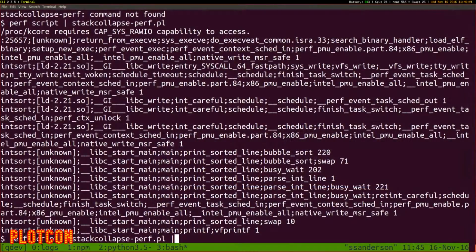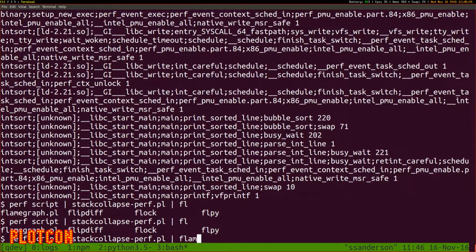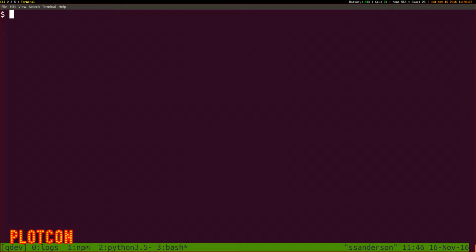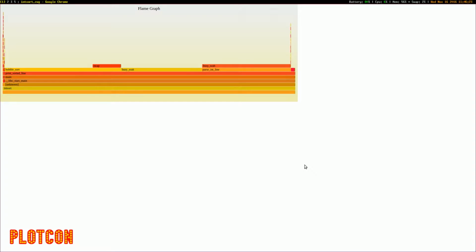We can do that, and in fact, there's another tool called flamegraph.pl, and this spits out an SVG, so we'll pipe that to intsort.svg, and then we will open that in Chrome. And this is what we get.